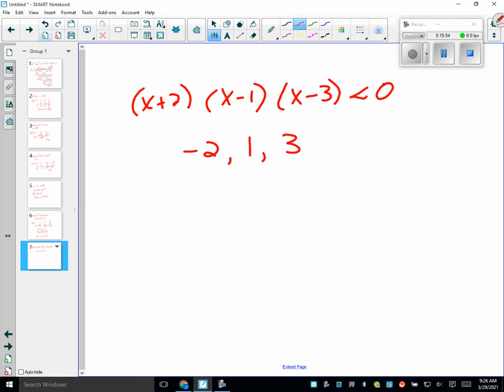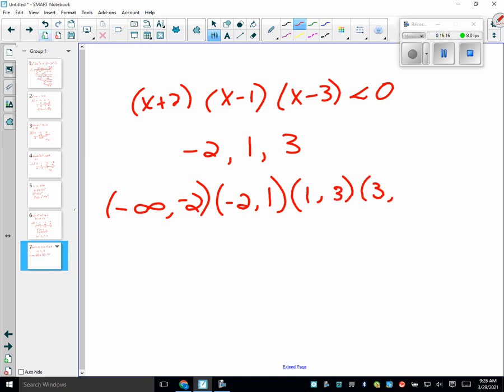Everybody agree? What are my intervals? Negative infinity to negative 2. Then negative 2 to 1. Wait, what goes after negative 2? Parenthesis or bracket? Parenthesis. Negative 2 to 1, then 1 to 3, and 3 to infinity. Parentheses. Do you see why I stopped you? I want to make sure you know it's parentheses.